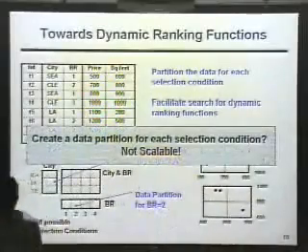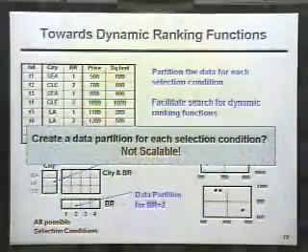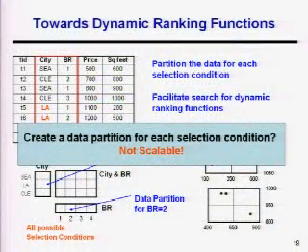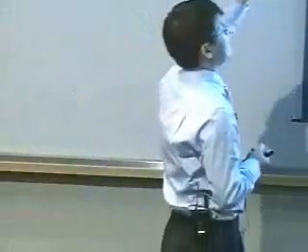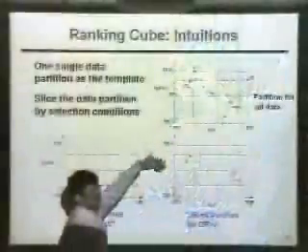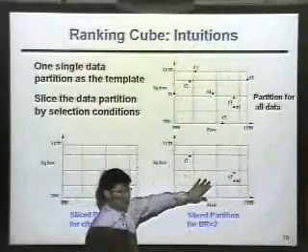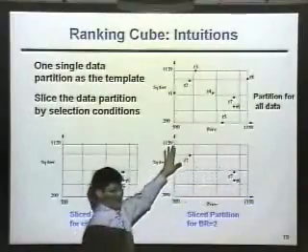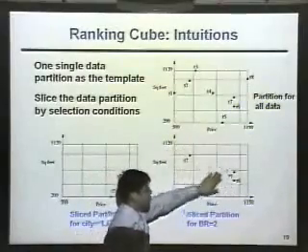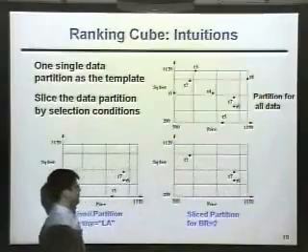So what's the problem with this solution? It needs to partition data again and again for different selection conditions, and this is not a scalable solution. So the intuition of ranking cube is that we do not want to partition data repeatedly. We just have one data partition. Given a selection condition, we filter data by this condition, and we have a sliced partition like this. We do not repartition the data. We keep the original data partition as a template, and we just put the data objects in the original template.